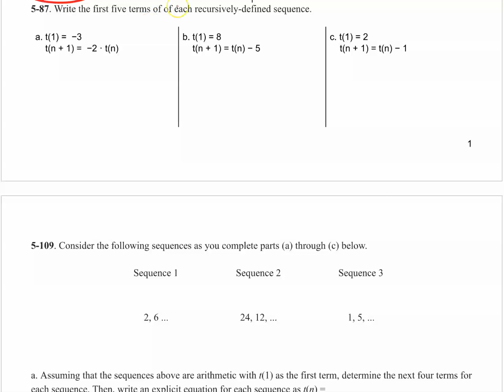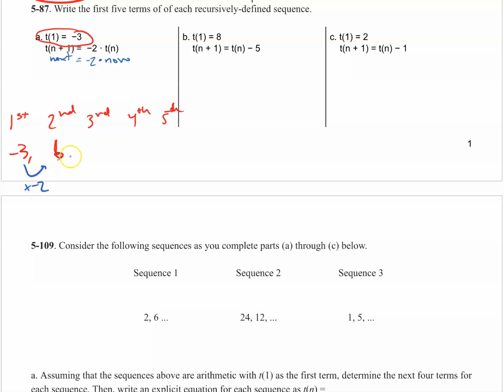5-87. Write the first 5 terms of each recursively defined sequence. T of 1 is the first term. So we have -3 as our first term. And then the recursive equation says to go to the next term, that's equal to -2 times the now term. Let me move my list down to the bottom. So this is going to be -3 as our first term. And to go to the next term, we take -2 times what we have now. It's times -2.